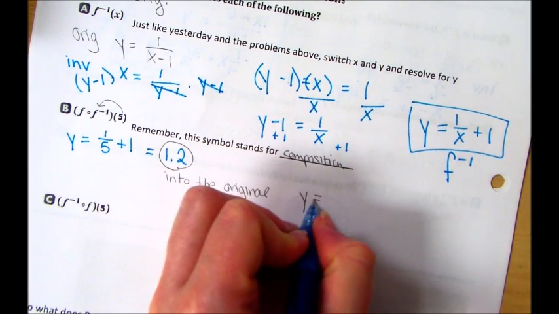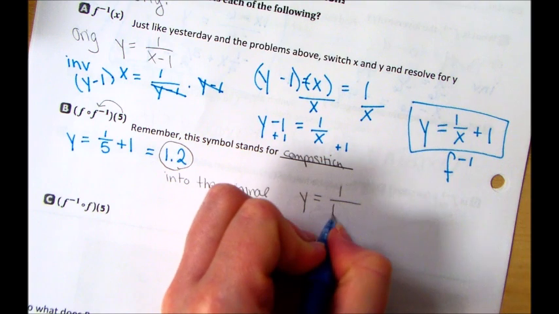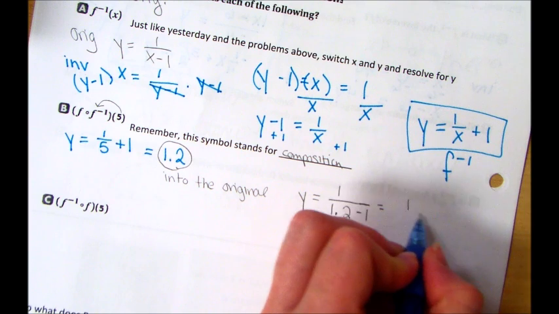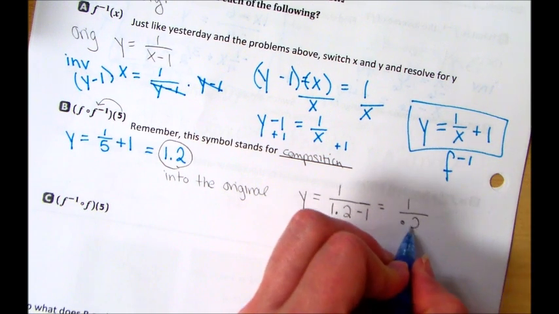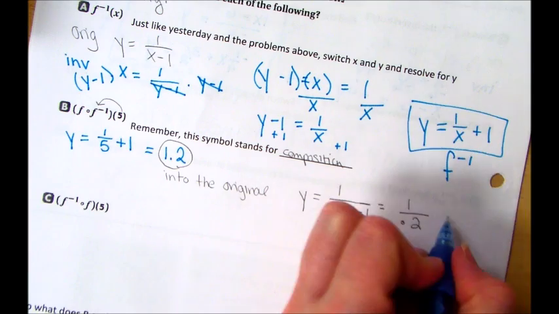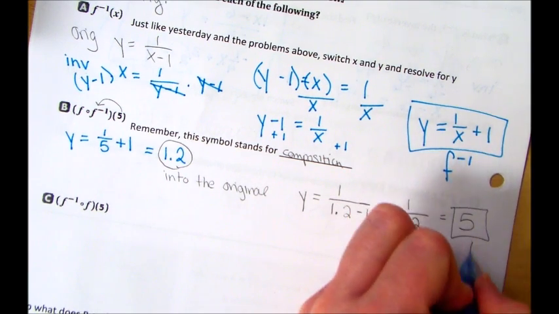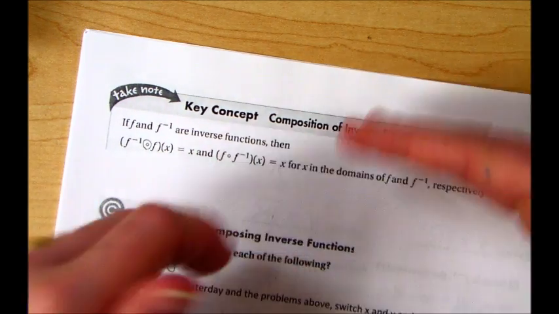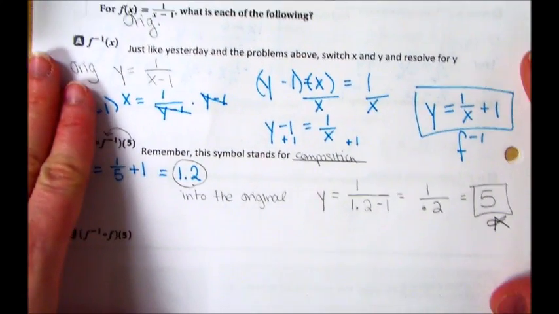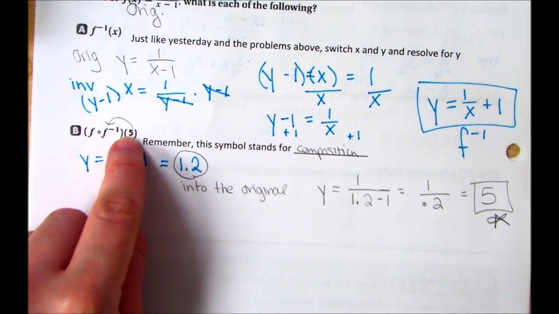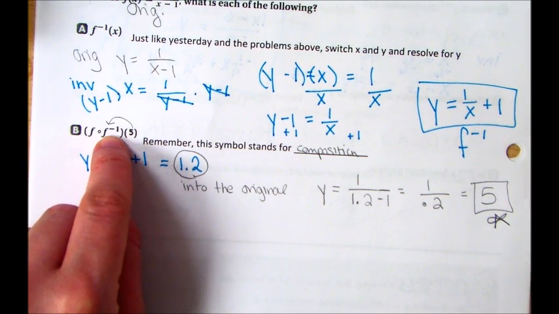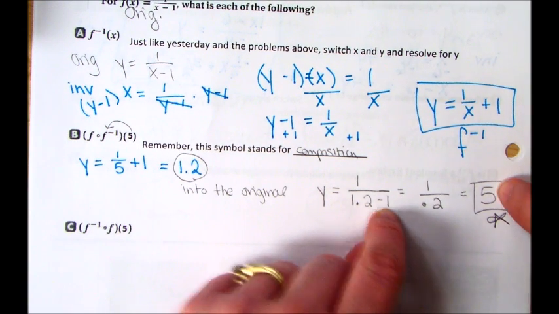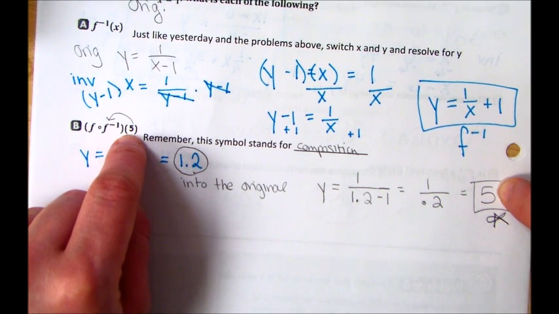So y equals 1 over 1.2 minus 1. Well, that's 1 over 1.2 minus 1 is 0.2. And 1 divided by 0.2 is 5. So here, remember how I told you there's like this lofty idea up here? All this rule is saying is that if you take any number like 5 and you plug it into the inverse, and then you plug that answer into the original, you will get the number that you plugged in as a final answer. That was a lot.